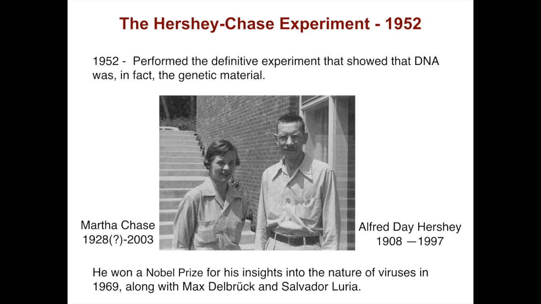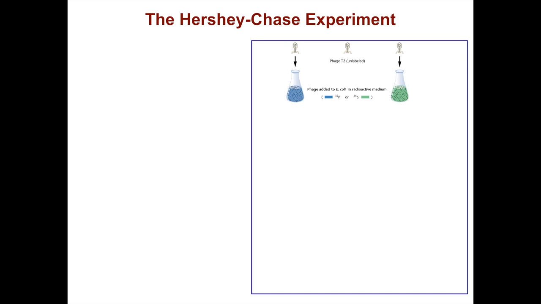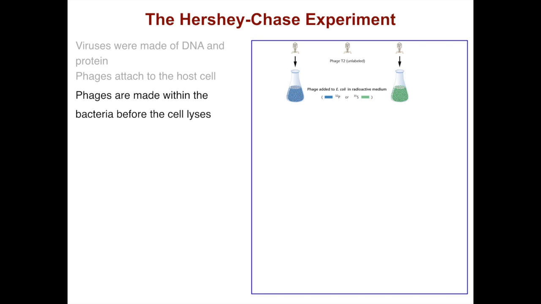So Hershey and Chase did this very important experiment using phage. So they knew that viruses were made of DNA and protein, and that phages attach to the host cell. Phages are also made within the bacteria before the cell lyses. DNA has a good amount of phosphorus, and protein contains a lot of sulfur.